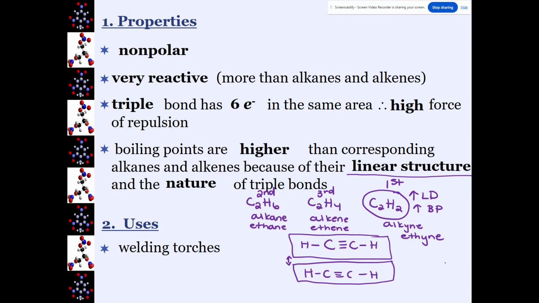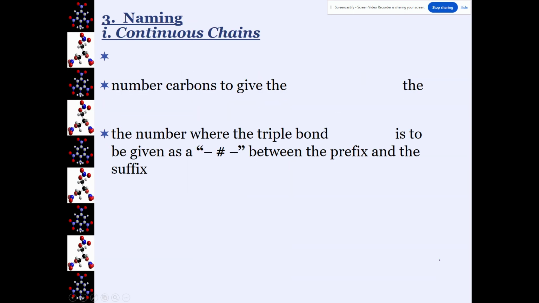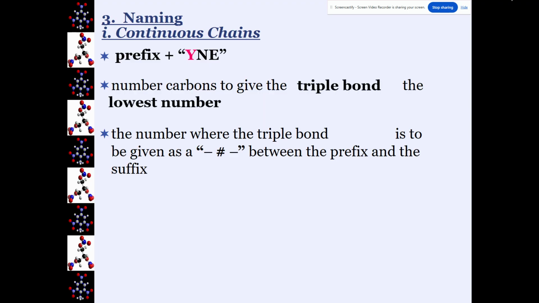Okay? All right, let's look at naming them. So as I showed you, you're going to have a Y-N-E ending at the end rather than the other ones we've looked at before. The triple bond, again, needs the lowest number. And again, you need to put a number where the triple bond starts only if you have greater than 3 carbons, okay?